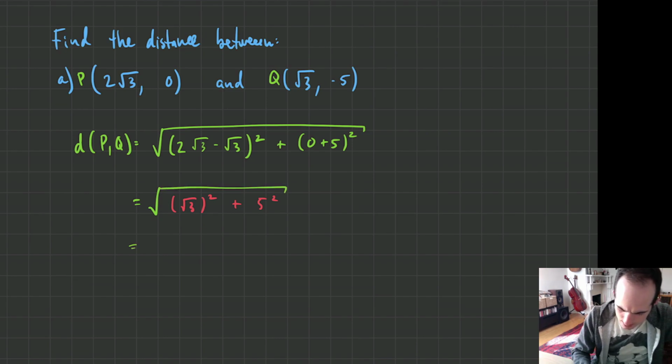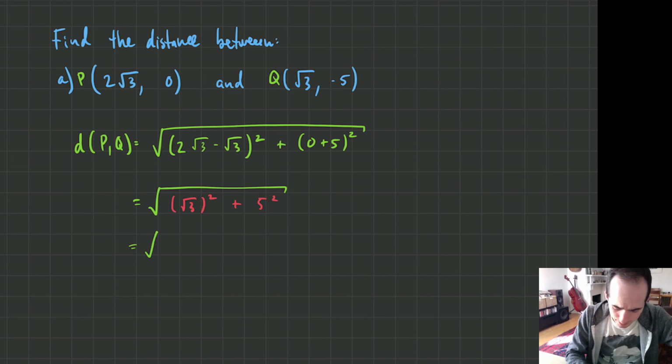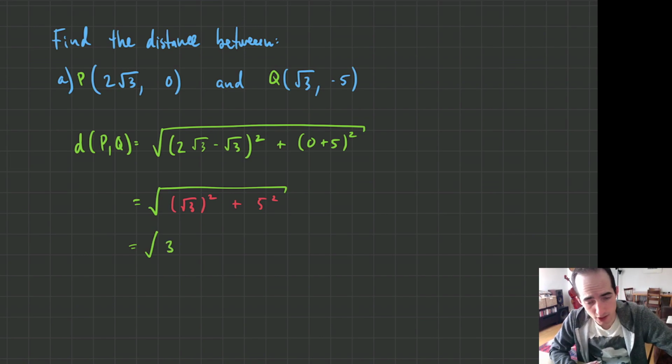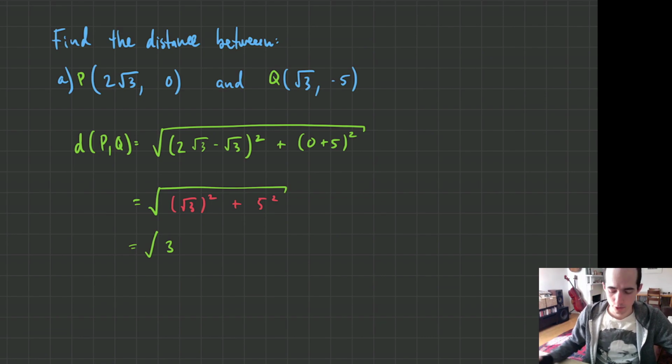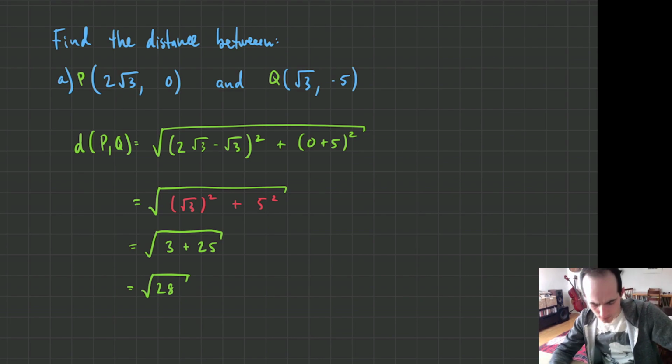Okay, and now I've got the square root. Well, the square root of 3 squared is 3. By definition, that's what it means to be the square root of 3, is that when you square this number, you get 3 back. So I've got 3 plus the square of 5, which is 25. And this is the square root of 28.